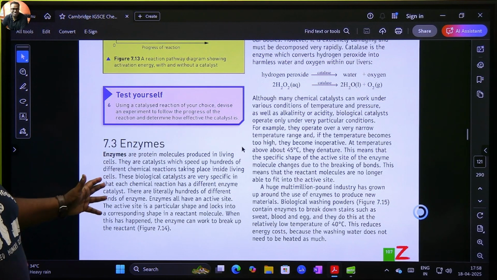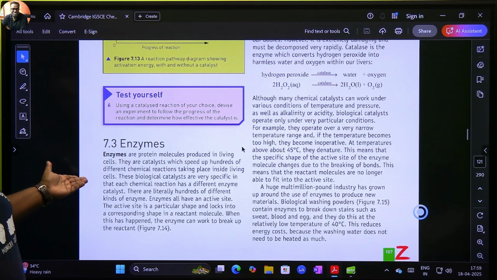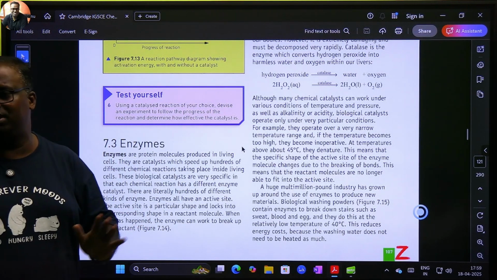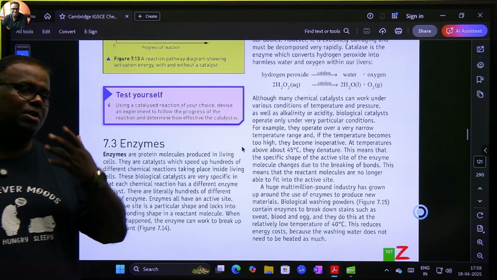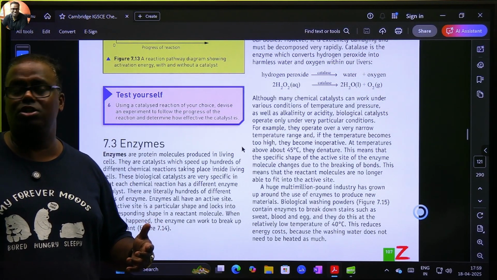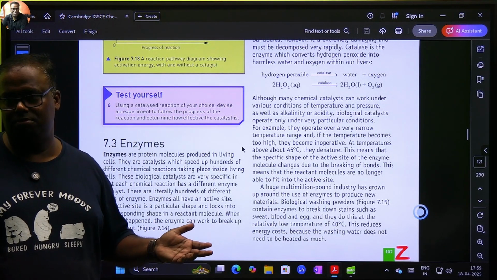Enzymes. What are enzymes? Enzymes are protein molecules produced in living cells. You might know this much better than me, this is in the bio part. They are catalysts. For example, salivary amylase is an enzyme. Without salivary amylase, a human being takes 4 hours to digest his food. If salivary amylase was not present, then the same food we would have digested in how much? 20 odd hours. Everyone would have been slim.